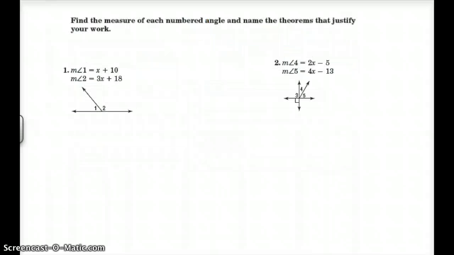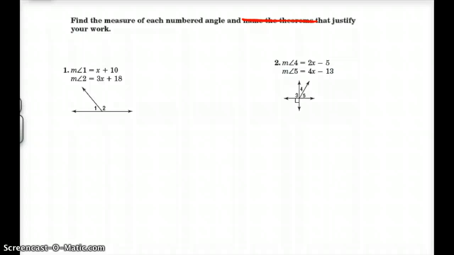The next section says, find the measure of each numbered angle and name the theorem that justifies your work. You don't need to name the theorem here, and you're not going to have to do that in your homework either. So let's take a look at number 1.